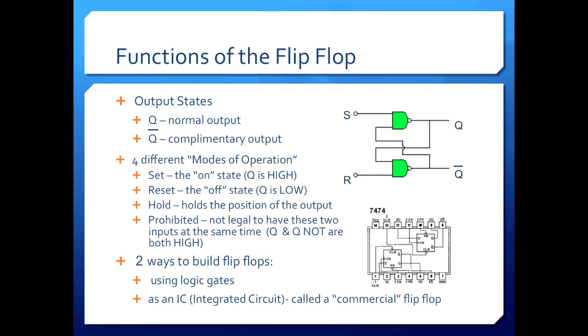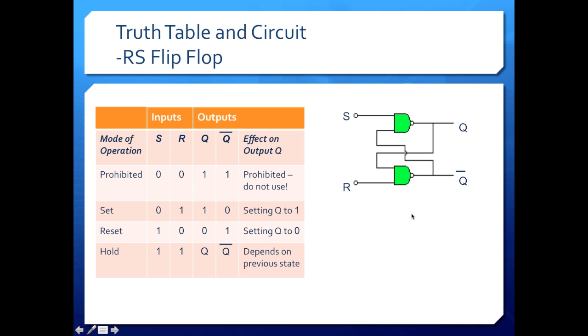You can see on this IC there are 14 pins, and there is one flip-flop here and one flip-flop here. Here we have our RS flip-flop on the right expressed as two NAND gates with the corresponding truth table on the left. The truth table looks like it has quite a bit of information I'm going to go through with you, and then we'll look at the circuit itself.